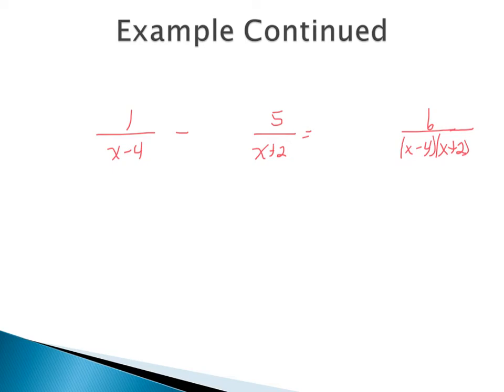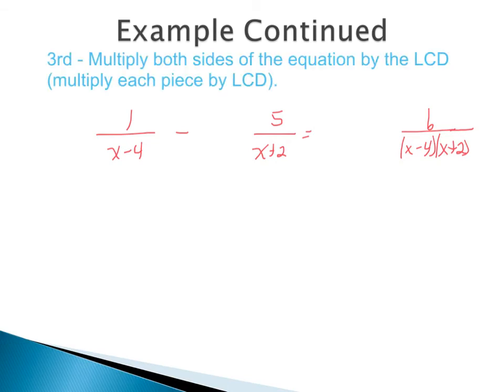So we found our lowest common denominator. We rewrote the equation with our factored denominator. So now we want to use that lowest common denominator by multiplying the lowest common denominator by each piece.